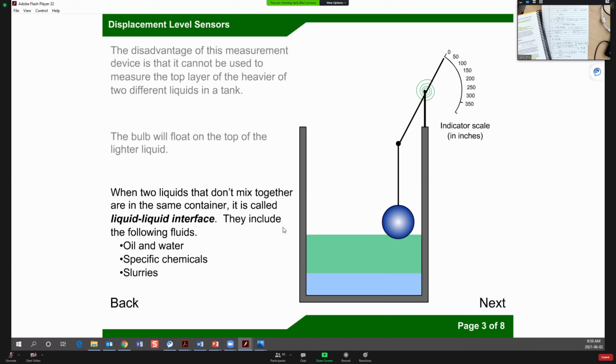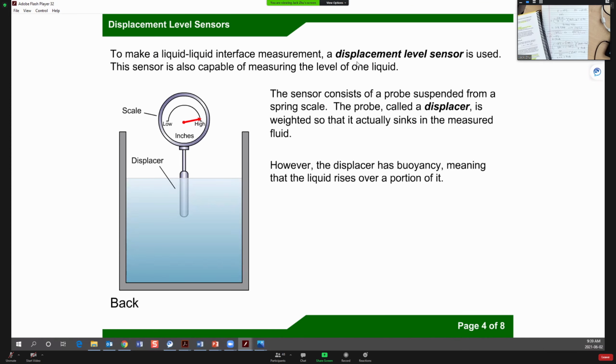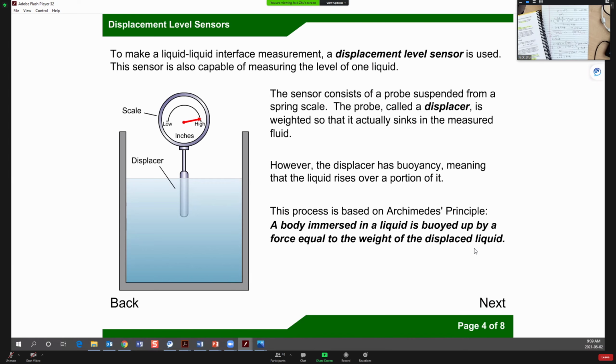So when these two liquids do not mix and have a liquid-liquid interface, like oil, water, slushes, special chemicals, we've got to find different ways to measure them. Here's where they use a displacement level sensor. The sensor consists of a probe suspended from a spring scale, and the probe is called a displacer. It has some kind of weight in there, so you can actually sink it into the measurement fluid.